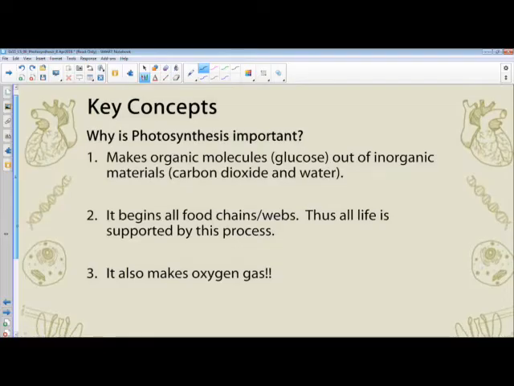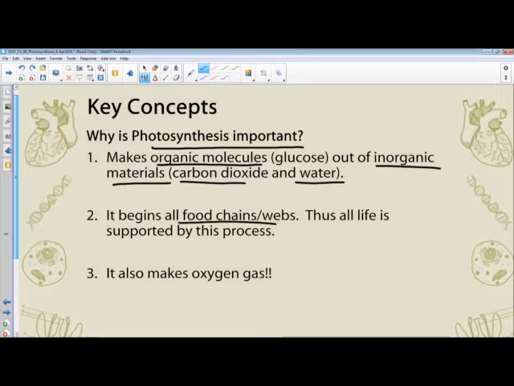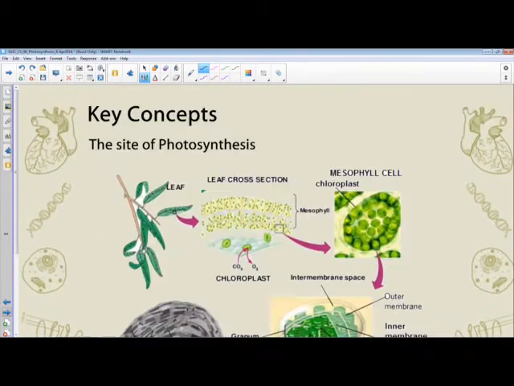Okay, so what is the importance? As I discussed, it makes organic molecules. And these organic molecules are essentially made out of inorganic molecules, and those inorganic molecules are your carbon dioxide and water molecules. All food chains begin with plants, and thus it supports the processes of life. It also makes oxygen, which is an important gas, and without that, you know that most life forms on Earth will not be able to survive.